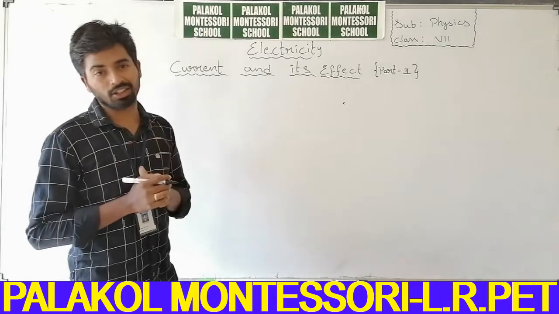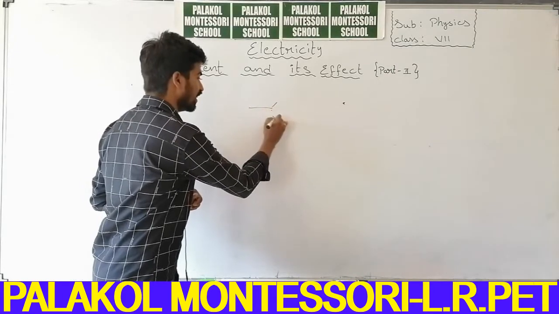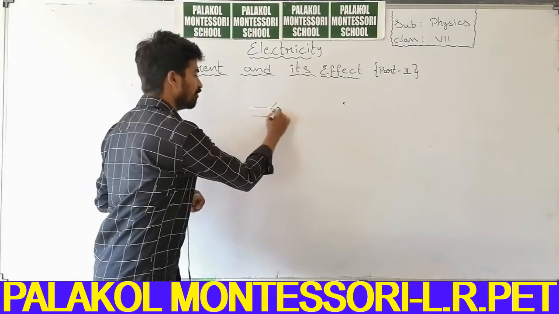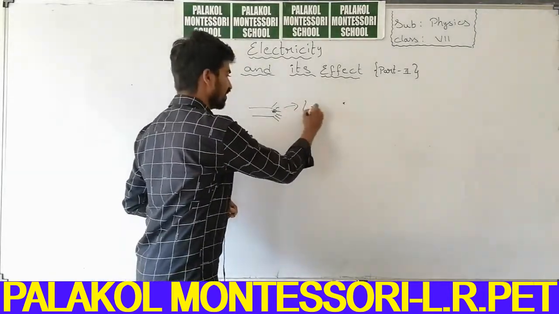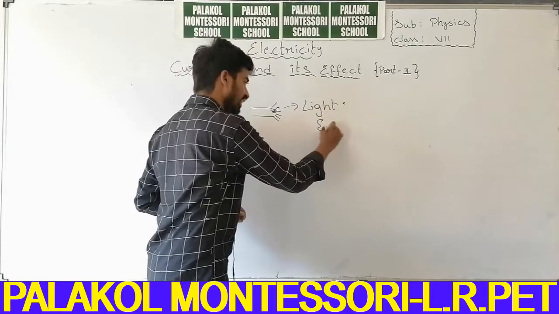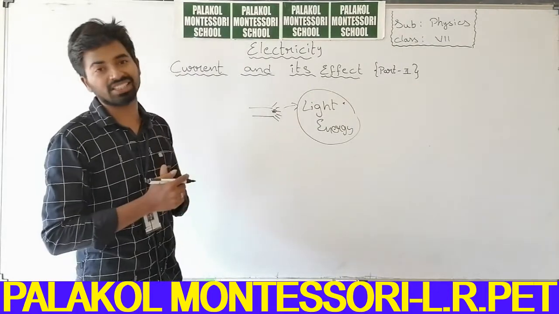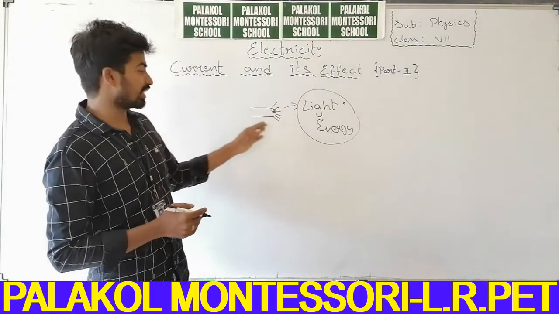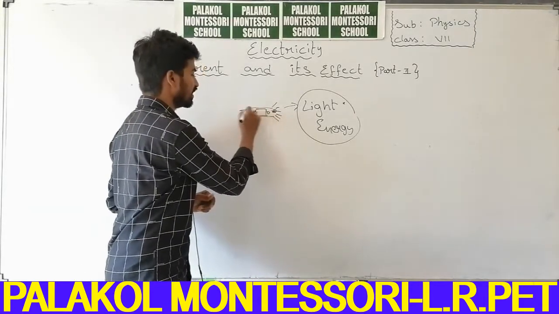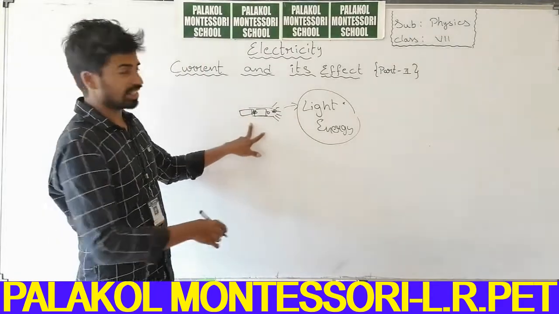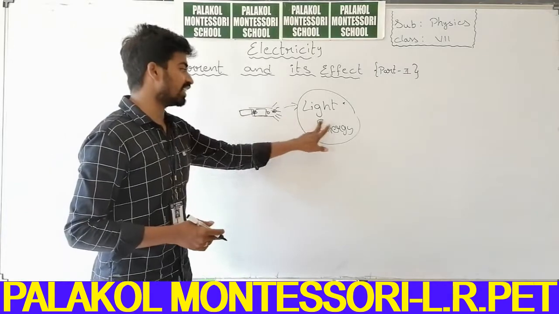Just consider a torchlight. How does the torchlight light up? How does the light inside the torchlight glow? Who is supplying this energy? This is the light energy that we are getting from the torchlight. How was this light energy obtained? What is the source of that energy in the case of a torchlight? The source of energy is batteries. Because of the batteries, the bulb inside the torchlight gets energy, which is converted into light energy.